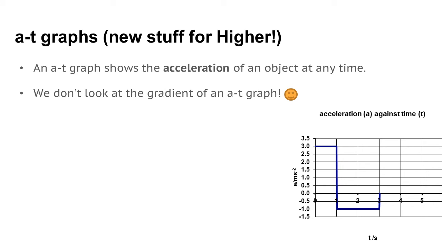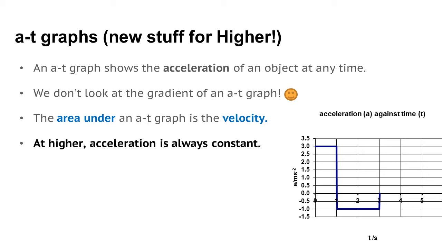Good news is, we don't look at the gradient of an acceleration time graph, not at higher, not even at advanced higher. The area under an AT graph, though, we do need to know about, and it gives you the velocity. So at higher, acceleration is always constant, and you're always going to get these kind of horizontal line graphs for acceleration. We don't deal at higher level with changing acceleration.